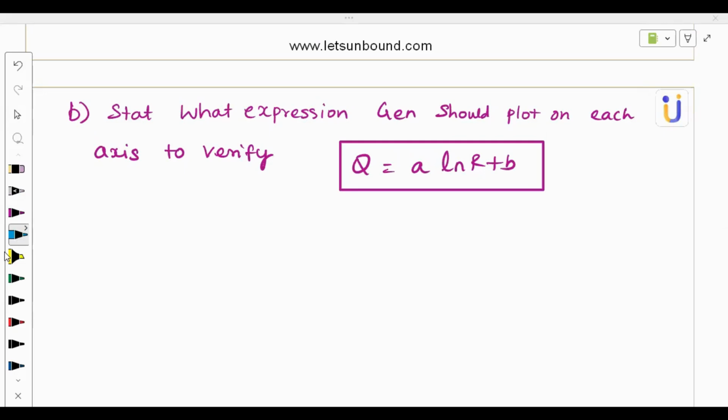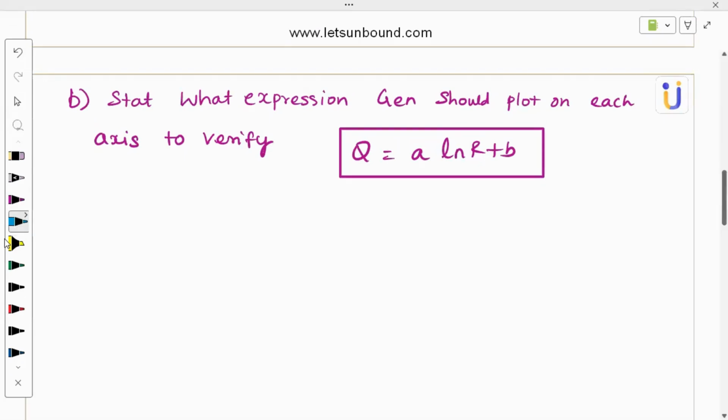State what expression Jen should plot on each axis. This is actually the horizontal axis, right? So ln R on the x-axis will be best. A, B are constants, and Q is the output, like the main product function. So Q on the y-axis will be the best.